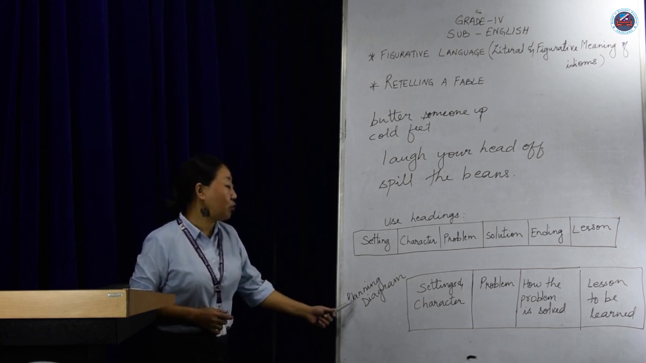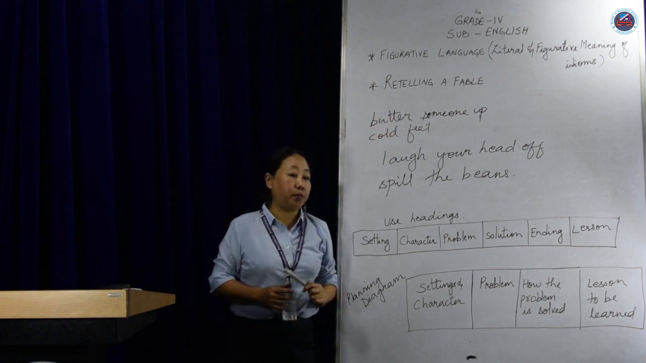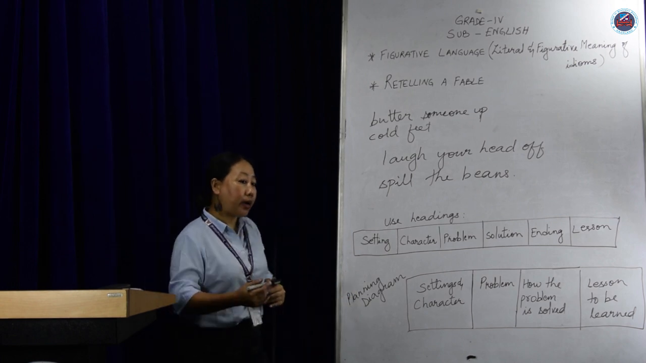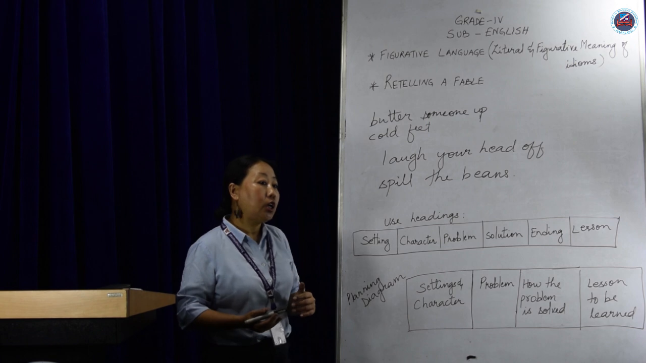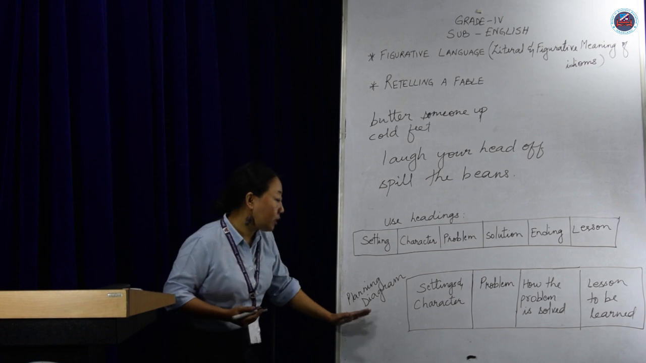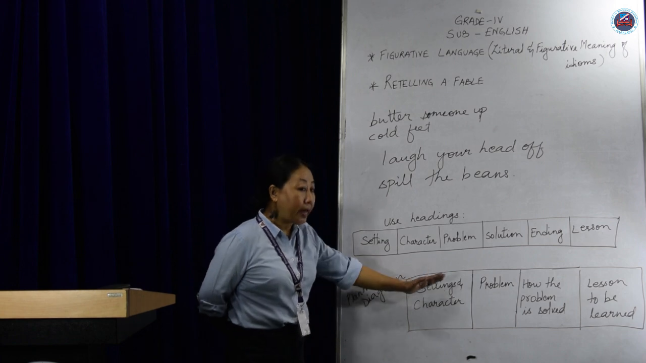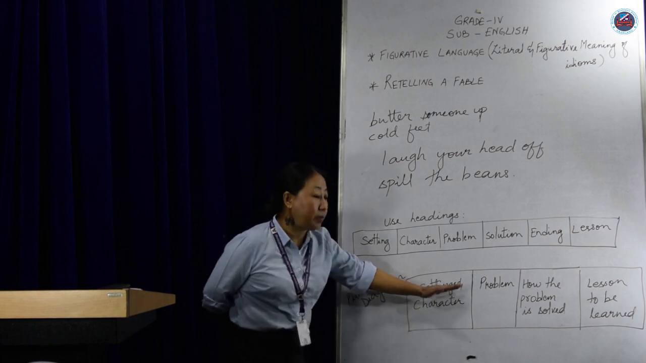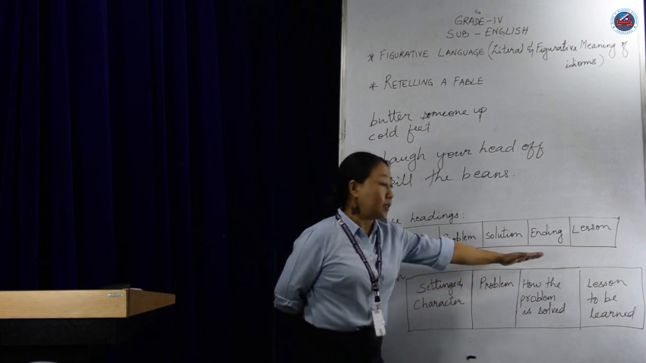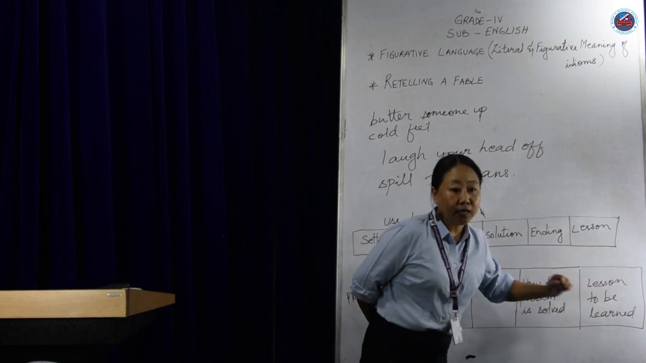Now, if we are to rewrite or retell a fable, we can also use the planning diagram. To rewrite or to retell a story, we need to plan. We need to plan our story, and for that, when we use the planning diagram, it becomes very easy. First, plan it according to the first section will be setting and character. The second section will be the problem. The third section will be how the problem is solved. And the fourth section, the lesson to be learned.